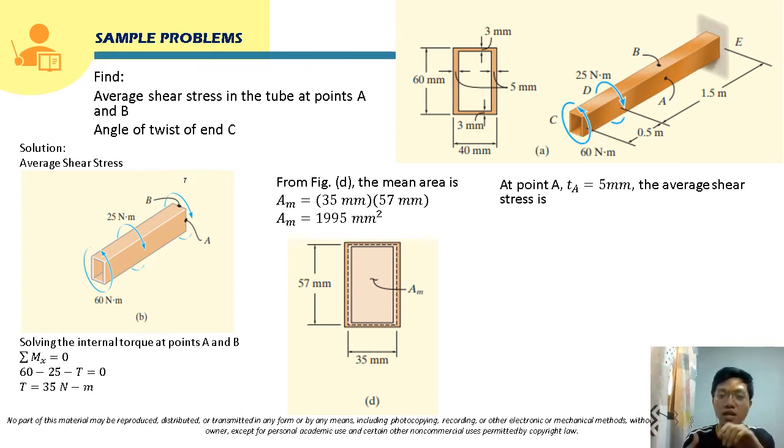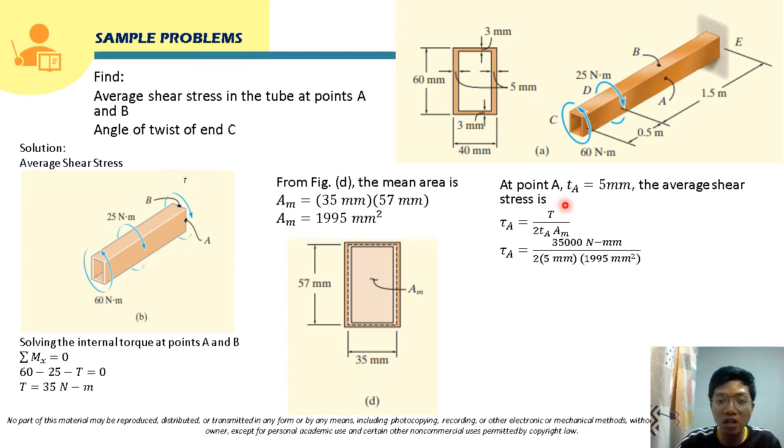From here, class, we already know the internal torque T, and we already know the mean area. So we can now solve for the shear stress at point A and point B, starting with point A. At point A, the thickness of the wall here is 5 millimeter. Therefore, applying the formula, the shear stress at point A is equal to T over 2 times thickness times the mean area. Substituting the values, for the internal torque, that is the computed torque, 35 Newton meter.